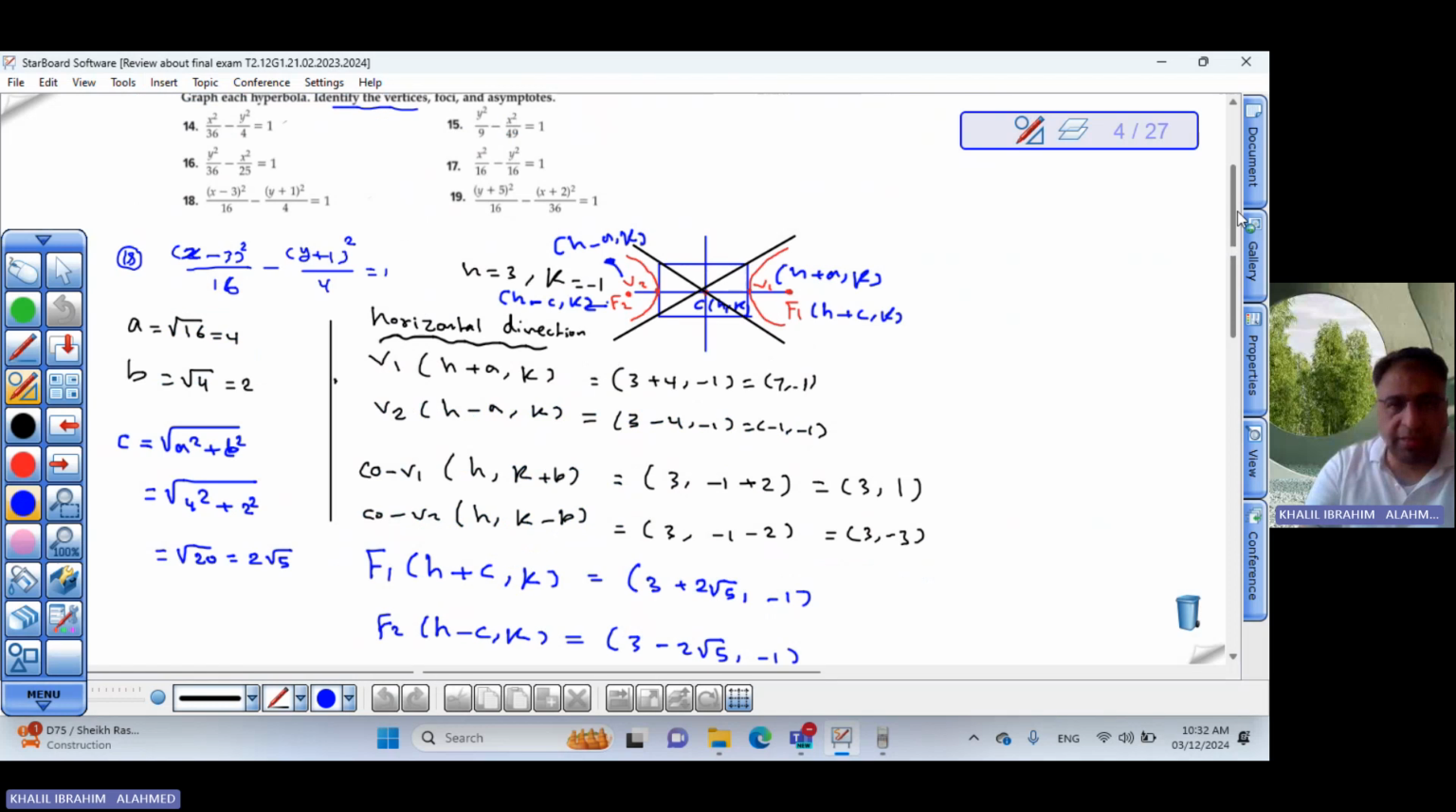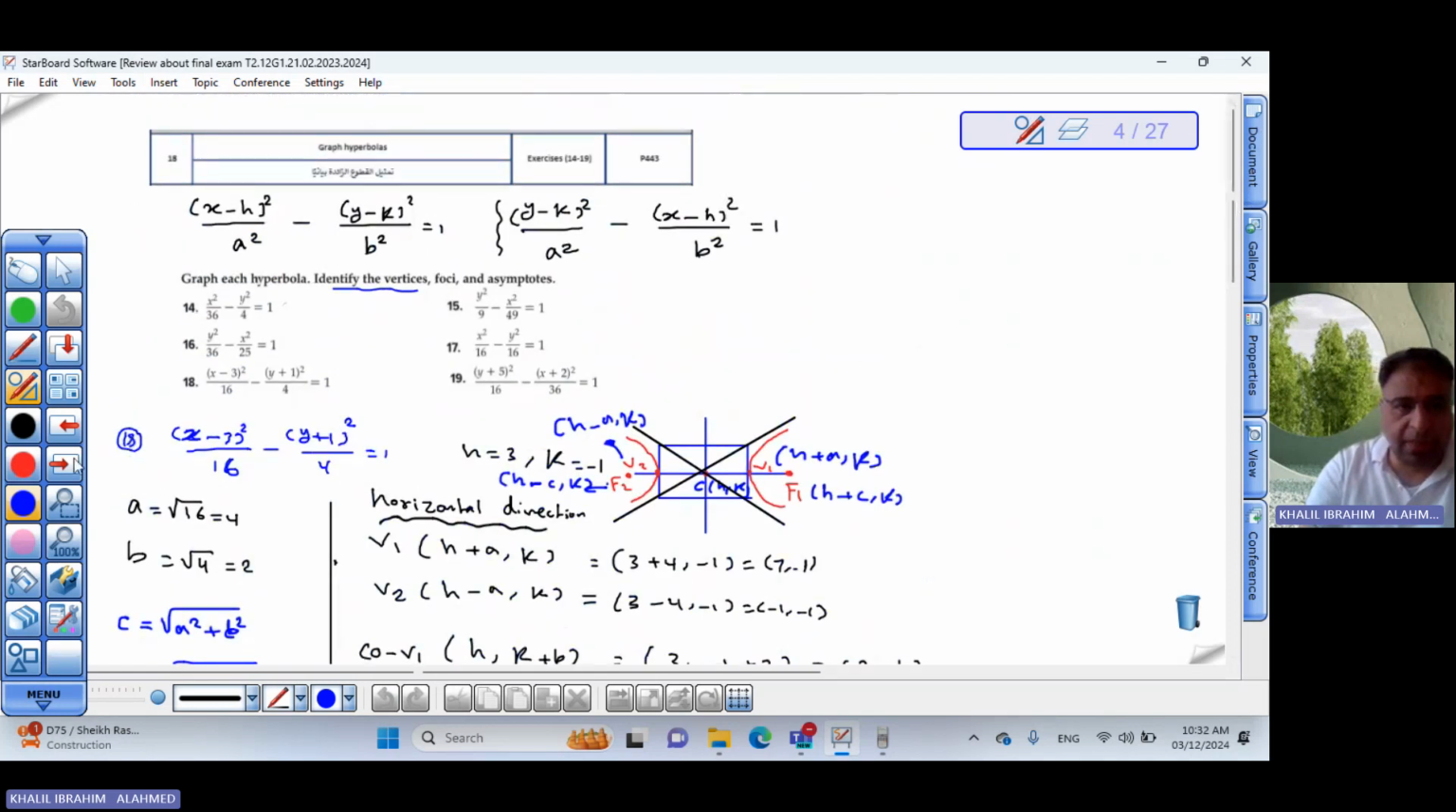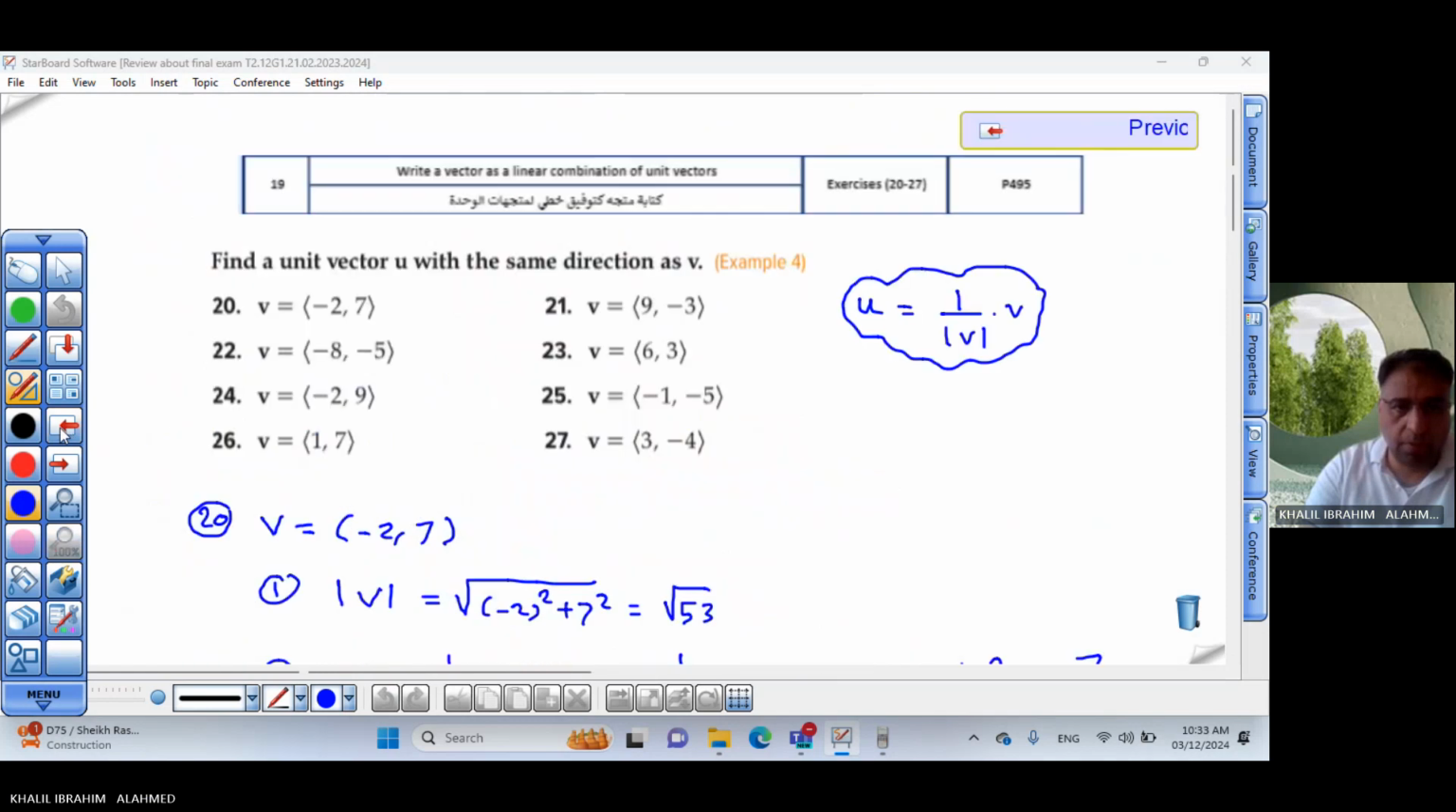Yes, question 19 in the handwriting part. Find a unit vector u with the same direction as v. How to find this? This is the formula to find the unit vector: u equals 1 over the magnitude of v, times v.